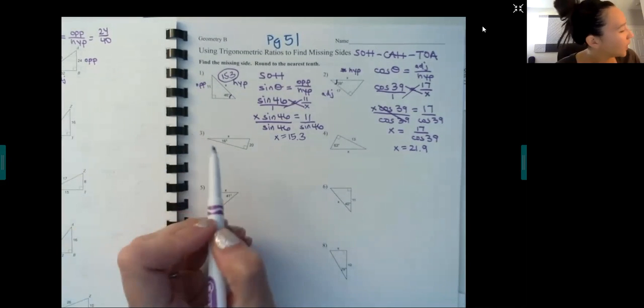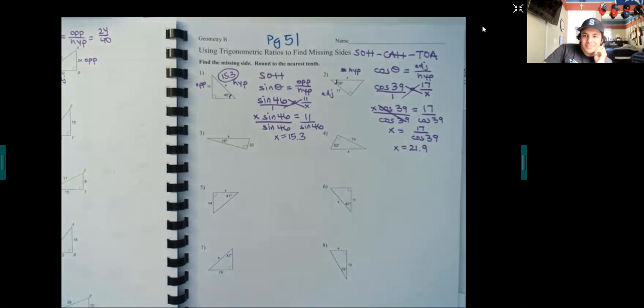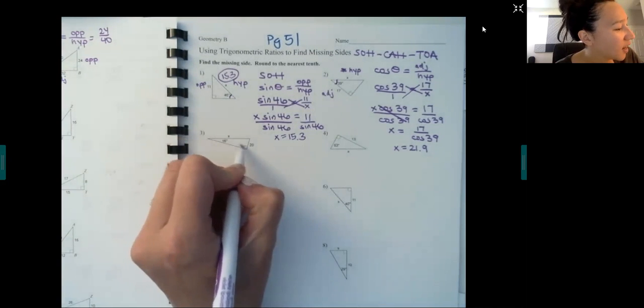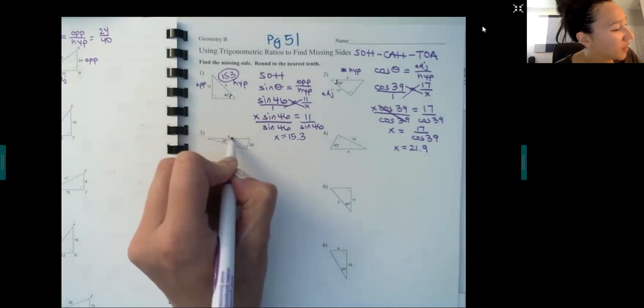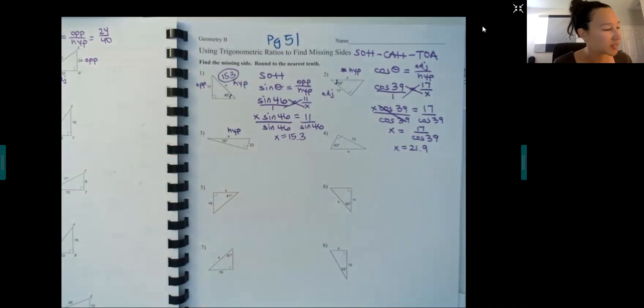Okay, so we'll go slowly. So first, labeling the sides. We'll go step by step. So first thing is labeling the sides. So we said the side across from the 90-degree angle is always the hypotenuse. You guys were pros at labeling the sides last week.